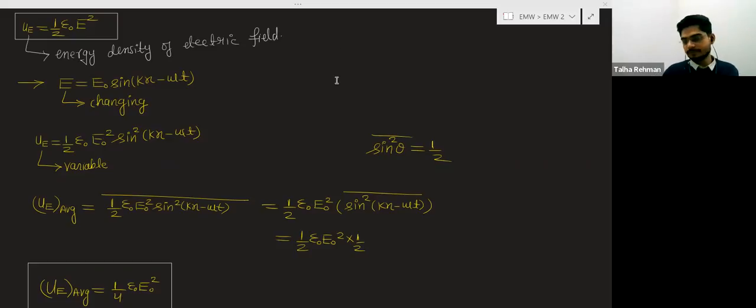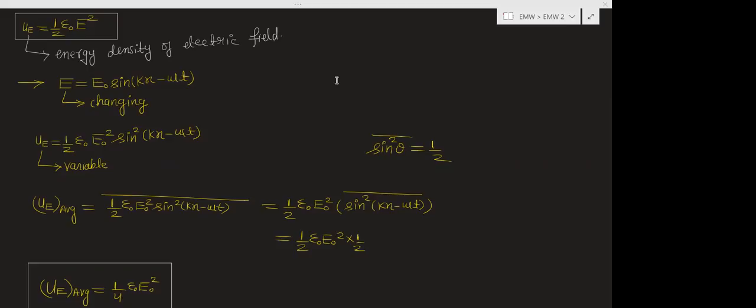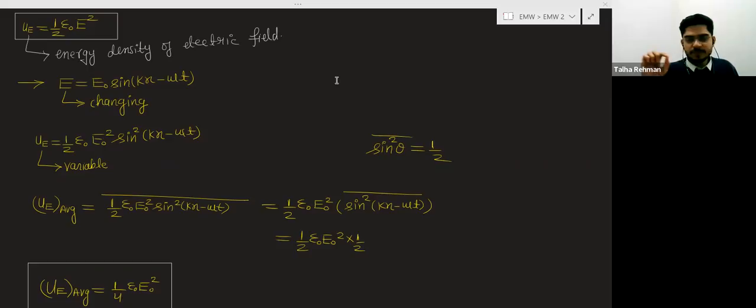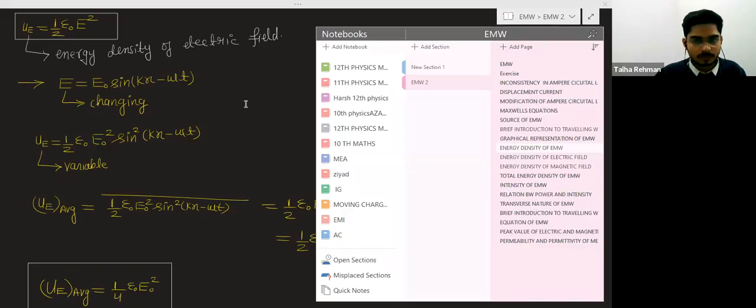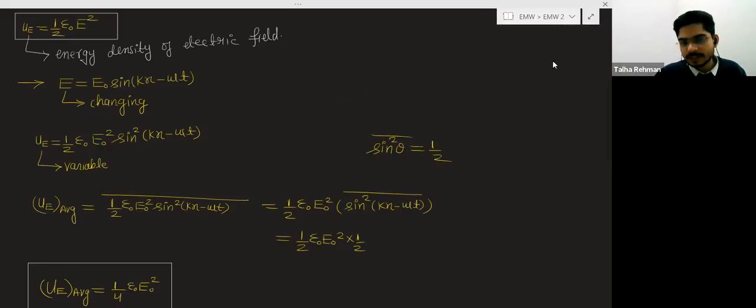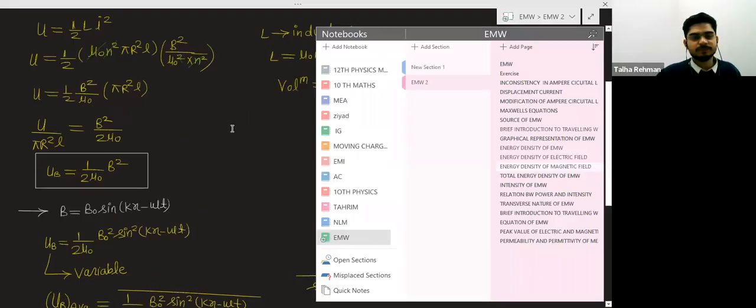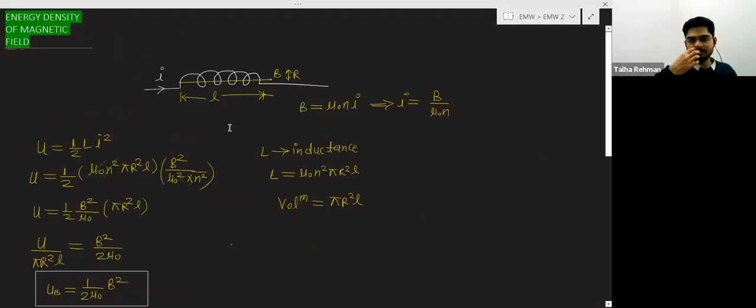Fawaz also completed. Yes, sir. So basically, if someone is asking the energy density of the electric field, then you will calculate the average value of that. Okay. So write down the energy density for the magnetic field. Basically, this is a solenoid. We know already.